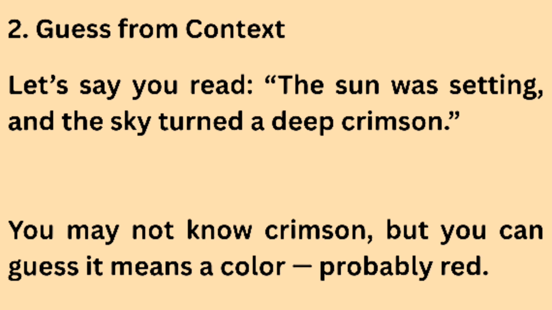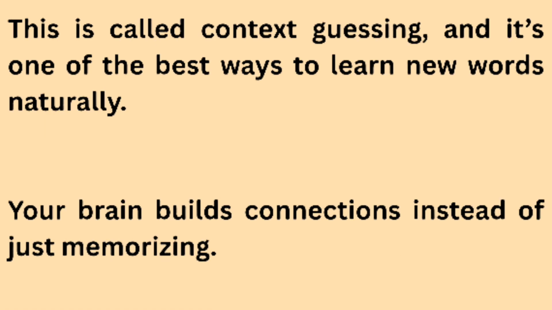This trains your brain to pay attention. It also helps you build guessing skills, which are important for fluency. 2. Guess from context. Let's say you read, "The sun was setting and the sky turned a deep crimson." You may not know crimson, but you can guess it means a color, probably red. This is called context guessing, and it's one of the best ways to learn new words naturally. Your brain builds connections instead of just memorizing.